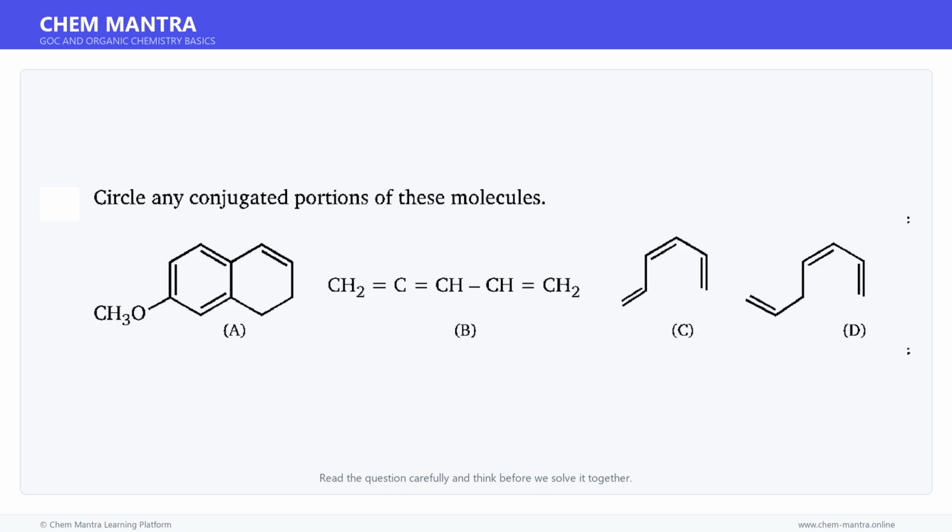Here is a matching type question on general organic chemistry. Study the items in both columns carefully. Try to work out the matching before we solve it together.